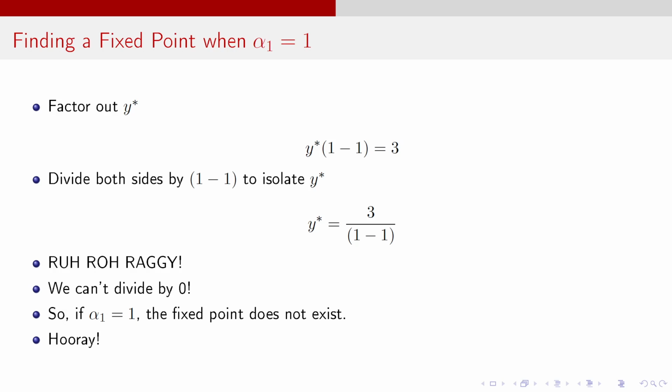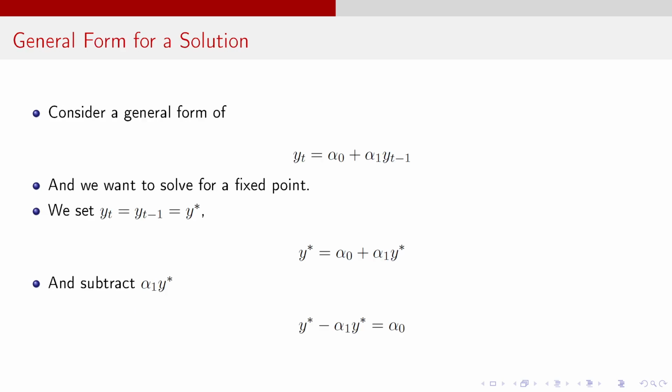But then it's probably time to go ahead and evaluate what's in that denominator. Oh, that's equal to 0. Uh-oh. We can't divide by 0 because rules. So if alpha 1 is equal to 1, that fixed point doesn't exist. And now you've seen how and why. Hooray, cool for us. Awesome. So what's the general form for the solution?